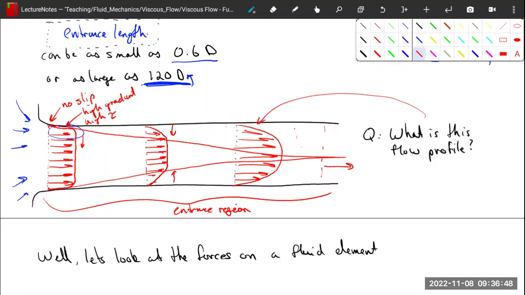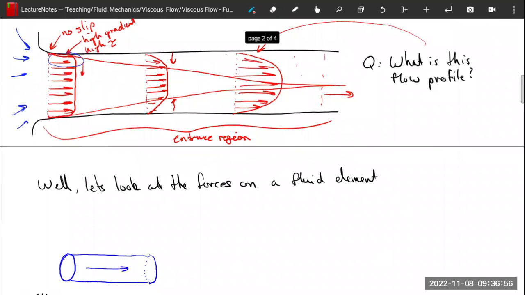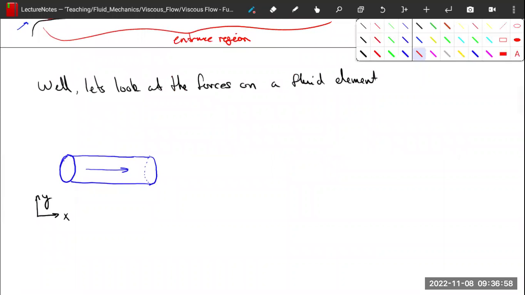So, by the way, what is this flow profile? This is a Poiseuille flow, and it is a parabolic flow profile. We've looked at it a couple times. So let's look at the forces on a fluid element real quick, and see if we can calculate this flow profile.